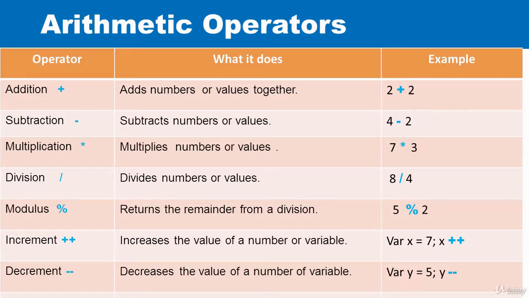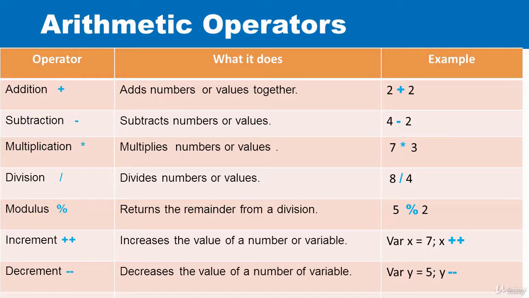So I'll start from the top where we've got the addition operator, and basically that is used to add numbers or values together. For example, 2 plus 2. We've got the subtraction operator, which is used to subtract numbers or values. Example, 4 subtract 2. Next, we've got the multiplication operator, which is basically used to multiply numbers or values.